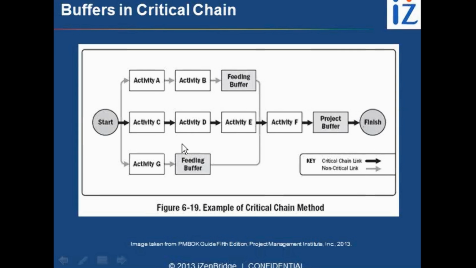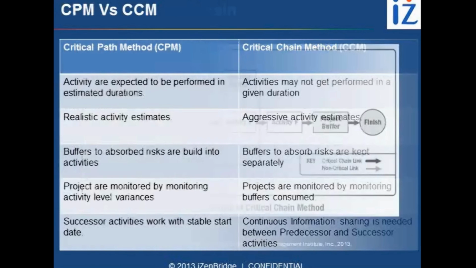In this particular scheduling method, for the other paths which are not the critical path, if something gets delayed here, for example if activity B gets delayed, the shock of this delay should get absorbed by that path only. We should not shift the shock to the critical chain or the activities following on the critical chain. So we have a feeding buffer. Feeding buffers are kept at the end of a non-critical chain link, and we have a project buffer which is kept at the end of the activities. So this is how feeding buffers and project buffers are used in the critical chain method.